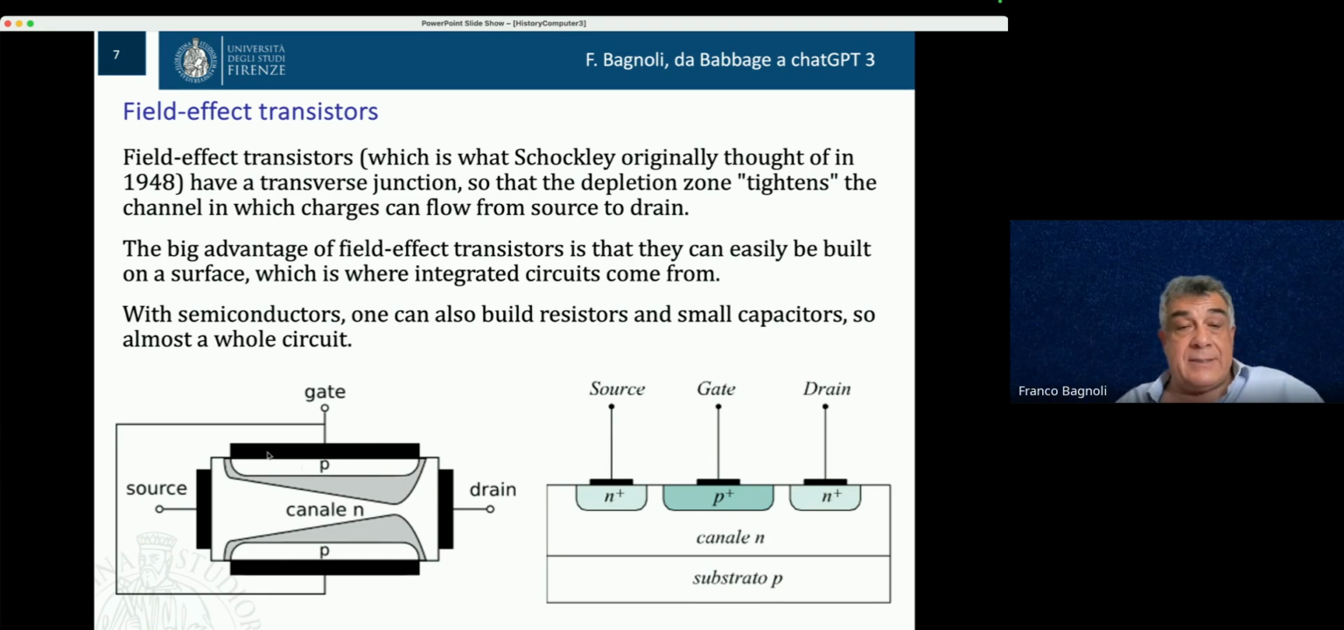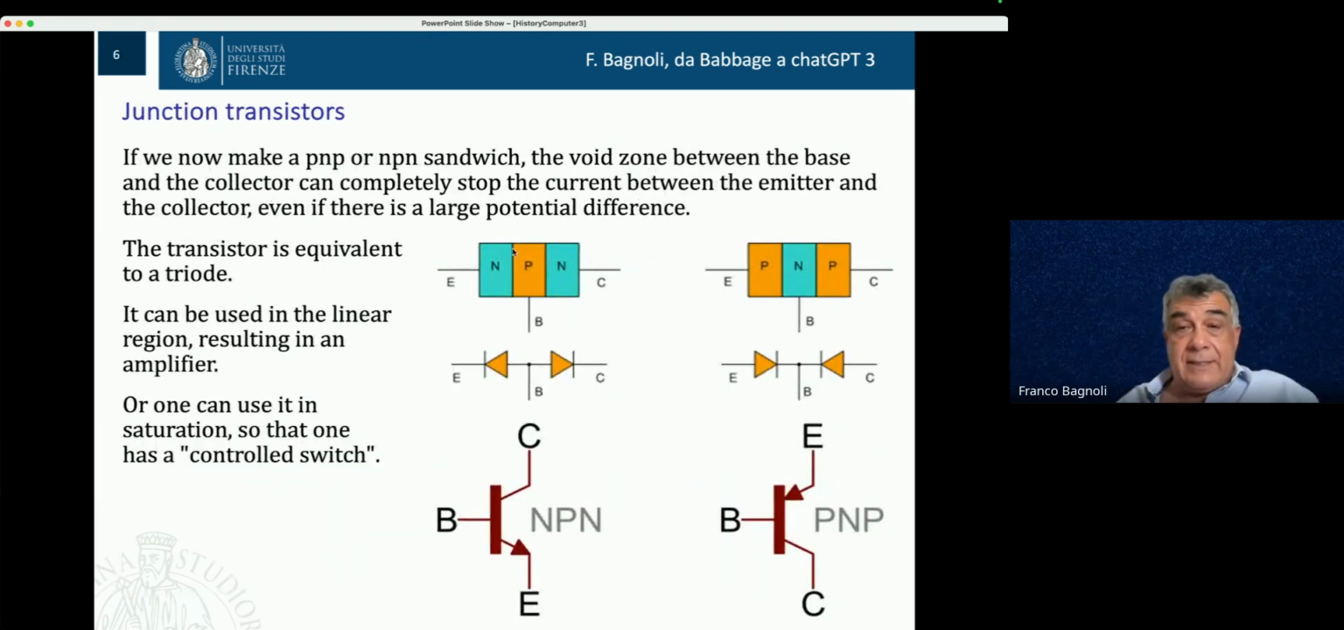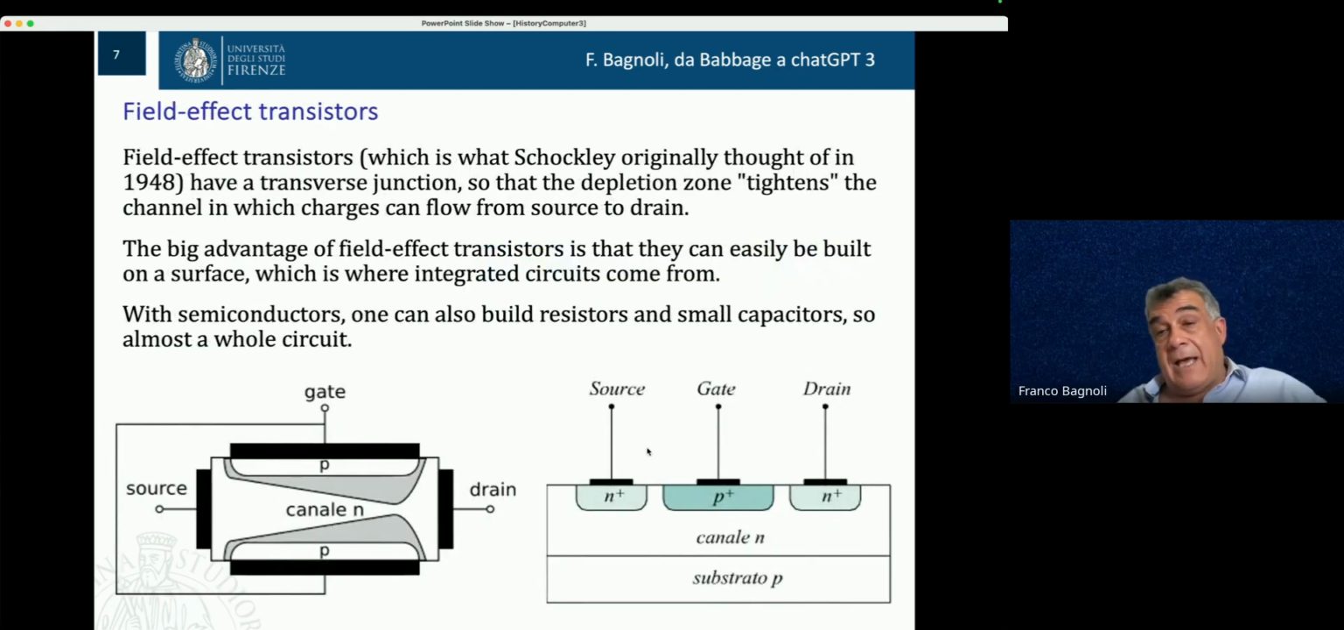But these are quite important because they can be built in a planar way. So here you see you have the source and the drain, and by acting on this gate with respect to the substrate, you can close or open this channel, and in this way you can build a transistor only by depositing things on one side instead of joining, like in this case. And clearly this is how large integrated circuits are done nowadays.